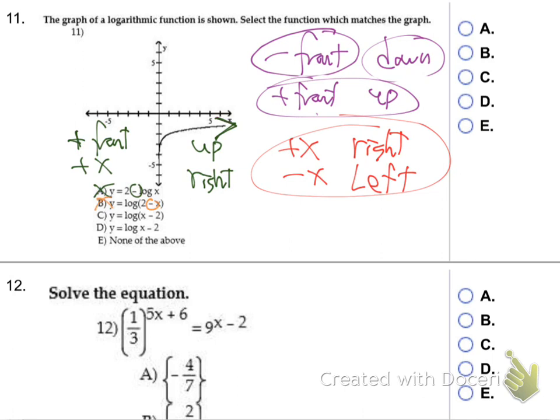Negative in the front of the X? No way. How about option C? Yes. Maybe. How about option D? Yes. Maybe. They're both maybes, and of course there's always the E. So, all right, we got A and B out of there. We're down to C and D.